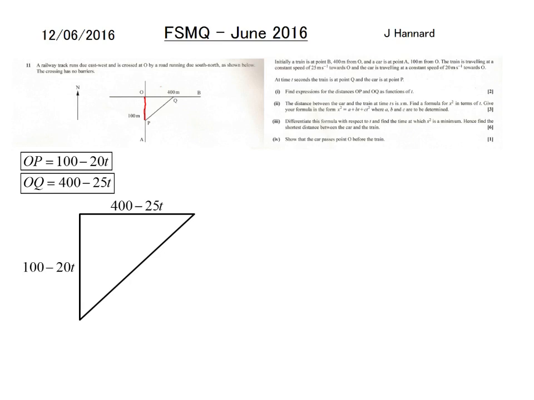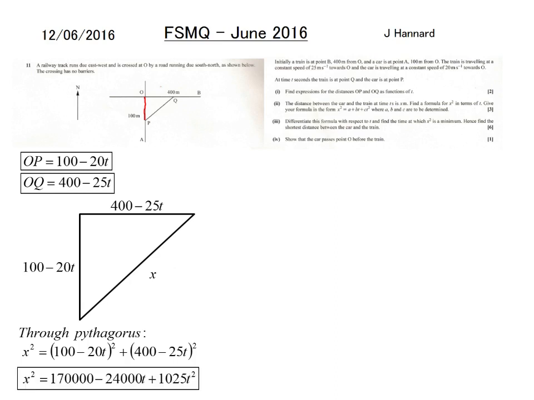Got my newly found equations there. Through Pythagoras, x squared must equal (100 minus 20t) all squared, add (400 minus 25t) all squared, and there you go. If we expand that, we get that, believe it or not, and that is in the form a plus bt plus ct squared.